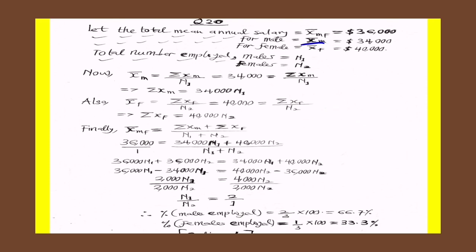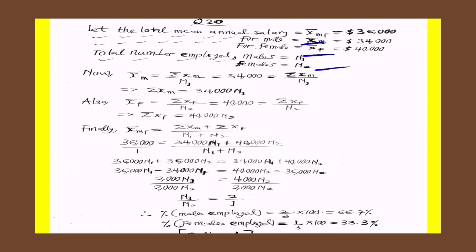So after representing them, you know that to find the mean is the summation of the values in the data divided by their number. But here we don't know the number, that's what we are here to find. So I made a representation: let the total number of males and females be n1 and n2 in that case.